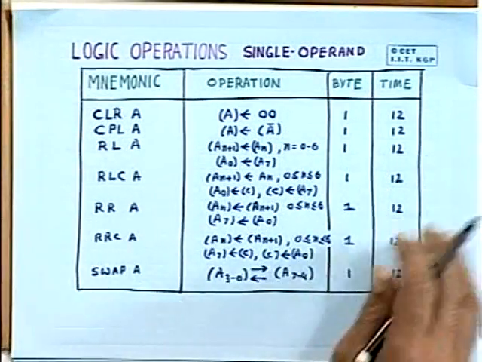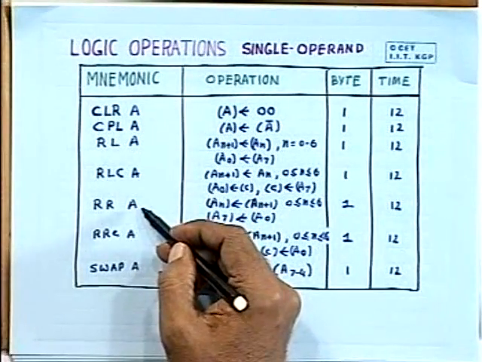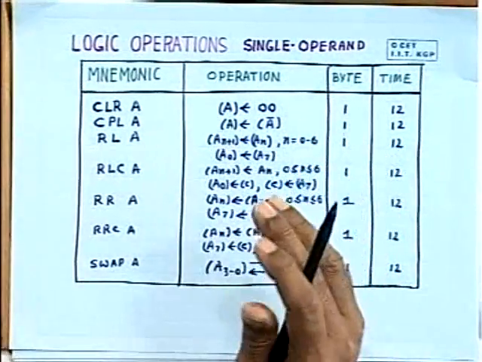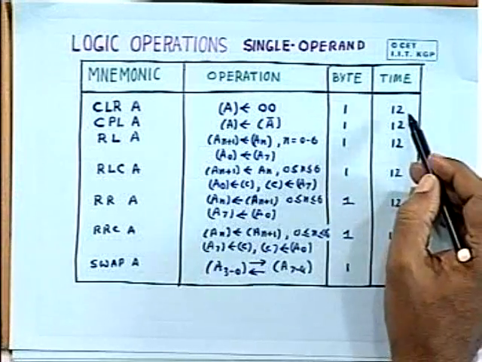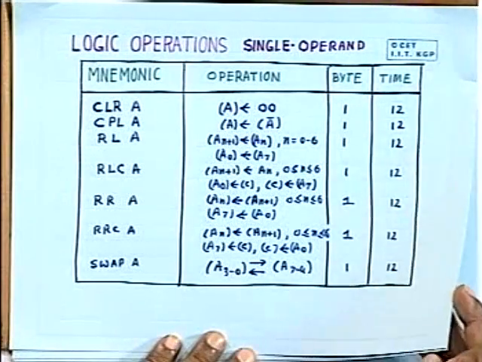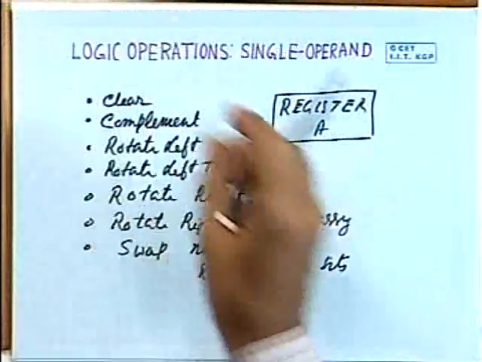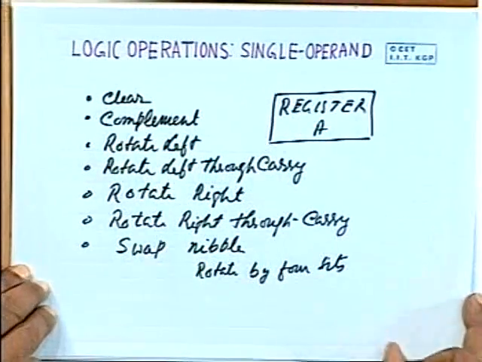As you can see here, in all these cases the operand is available in the accumulator, and after performing the operation, the result is also available in the accumulator, and that's why these are single byte instructions, and the time required is only one machine cycle, that is 12 clock cycles. So these are single operand logical operations.